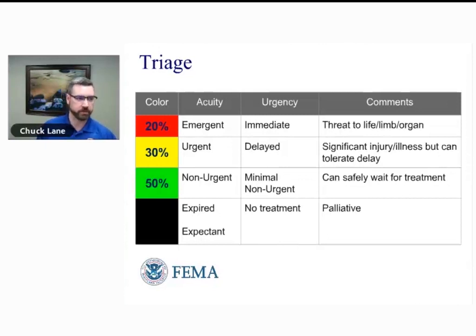So hang on, Tom, I see you got your hand raised. Tom, did that work? Can you ask a question? Okay. Tom, you may have to type in the question and we'll get to it at the end. Tom, if you'll type it in the chat box or send me a private chat, I'll get it to Chuck.